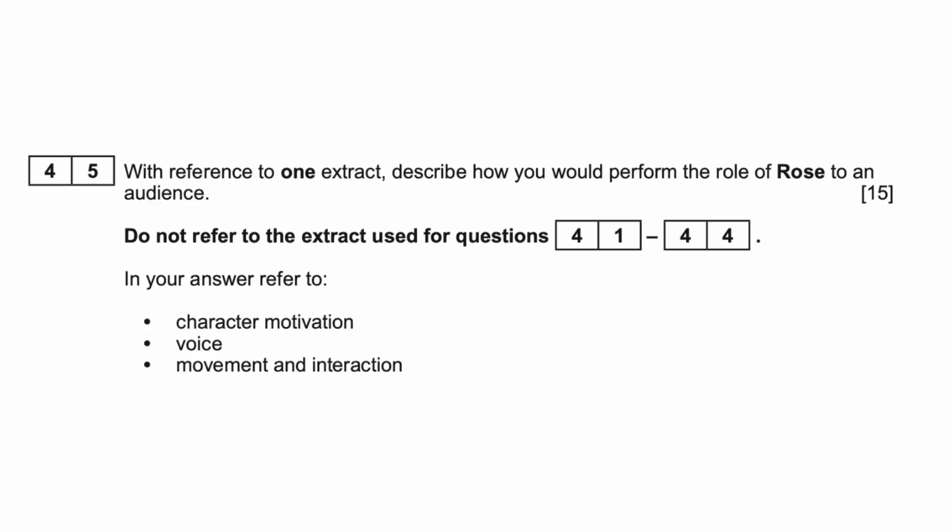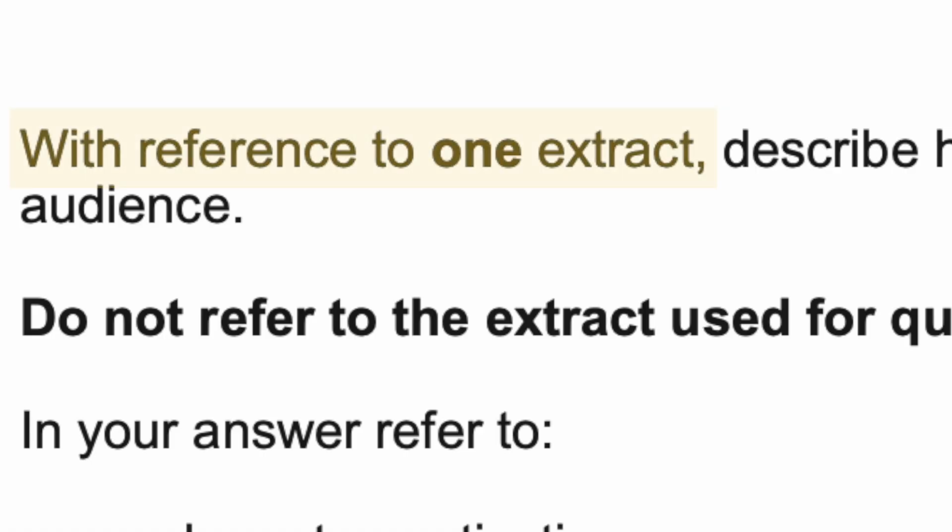So let's have a look at one of the acting questions first. Now this is from the 2022 paper, and again a reminder, you can substitute these characters and these extracts for ones in the set text that you're studying. Now you can see that this answer is worth 15 marks, and it says with reference to one extract. Now that's nice because it means we can choose an extract that we know and we're comfortable with.